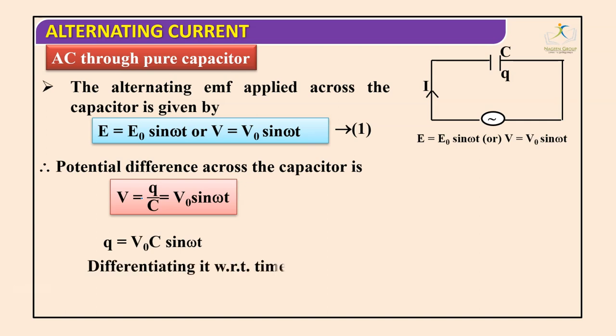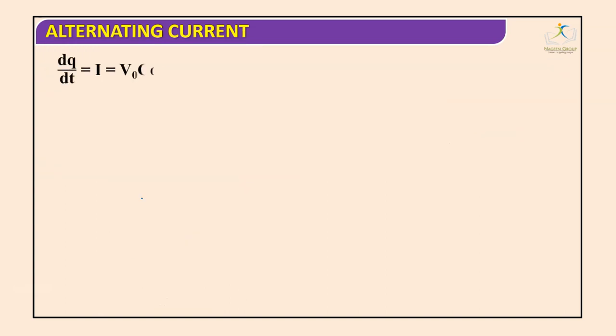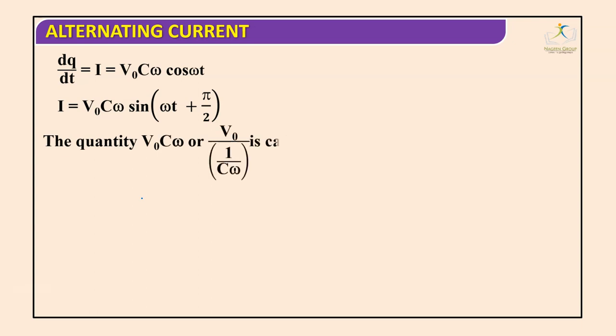Differentiating with respect to time, we get dq by dt = V naught C omega cos omega t. Now dq by dt is the current I, so I = V naught C omega cos omega t. So I = V naught C omega sine (omega t plus pi by 2). As you can see, this pi by 2 is the phase difference, which is positive.